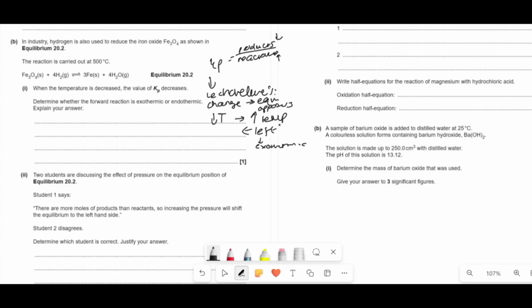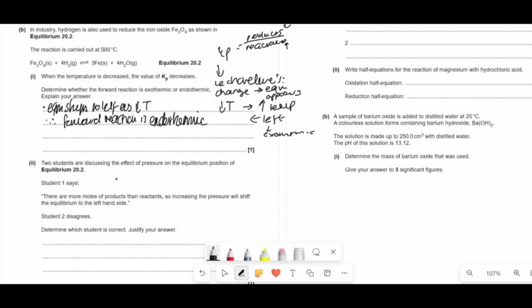So therefore, the forward reaction has to be endothermic, because if you were to increase the temperature, then it would try and decrease the temperature, and it would shift to the right, to the opposite. So that's what it would be. The equilibrium shifts to the left as the temperature drops. Therefore, the forward reaction is endothermic.